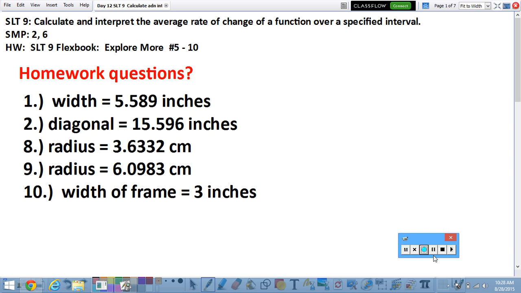Okay, this is going to be a lesson on calculating and interpreting the average rates of change for a graph over different intervals. These are the answers to last night's homework questions. Take a minute, check your answers if you didn't last night on Edline.